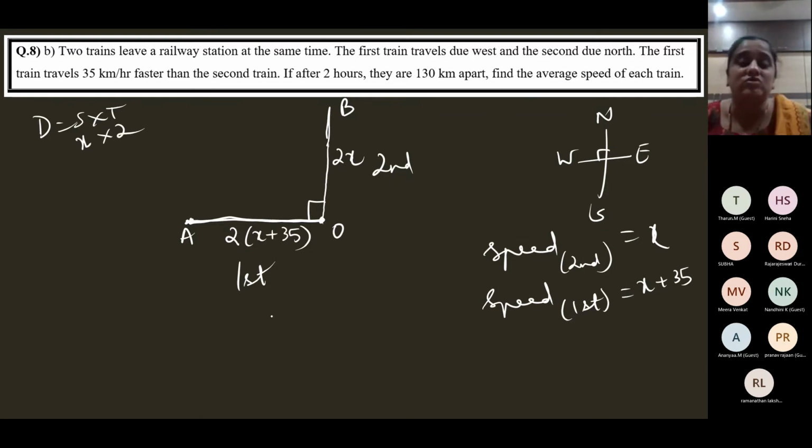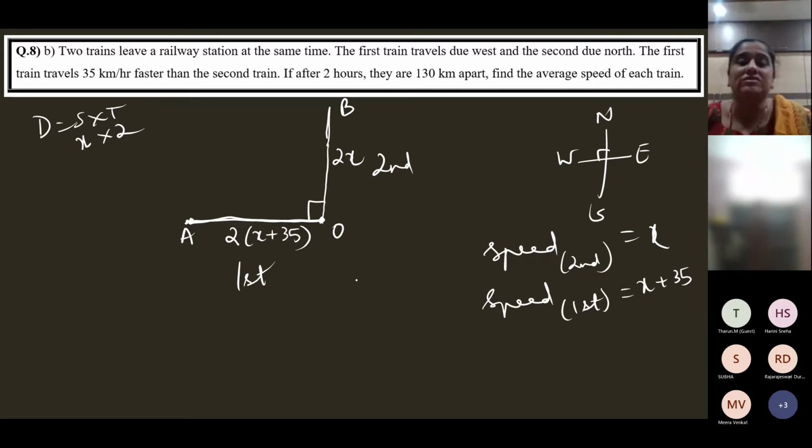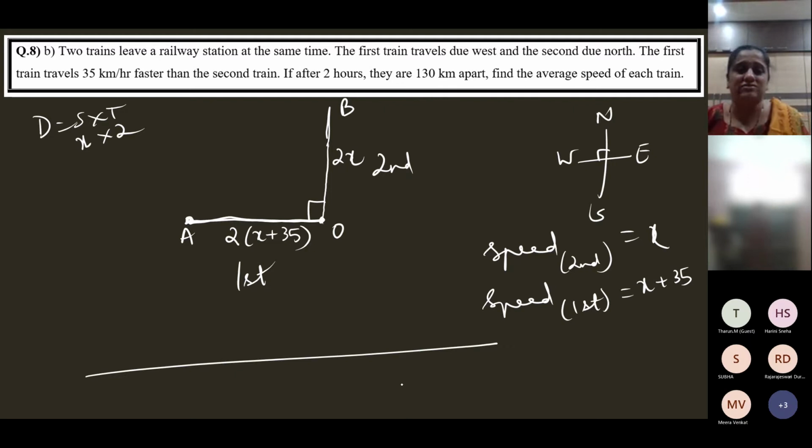Now we've got the expressions for OA and OB. Now, after 2 hours, they're 130 kilometers apart. Where is the first train at the end of 2 hours? See, a train, you cannot draw a long one like this. The train is now just a point. The train is at A after 2 hours. This train is at B after 2 hours. The first train is at A and the second train is at B after 2 hours.